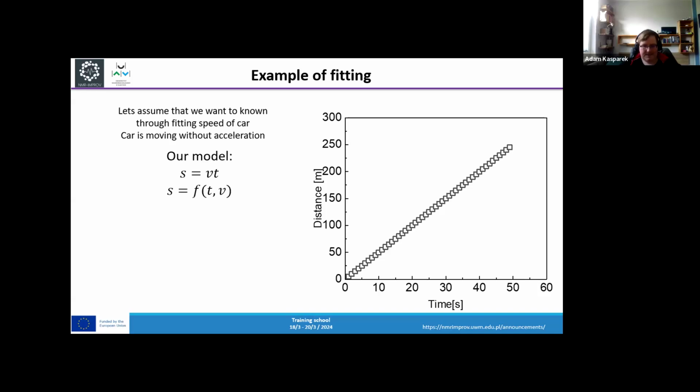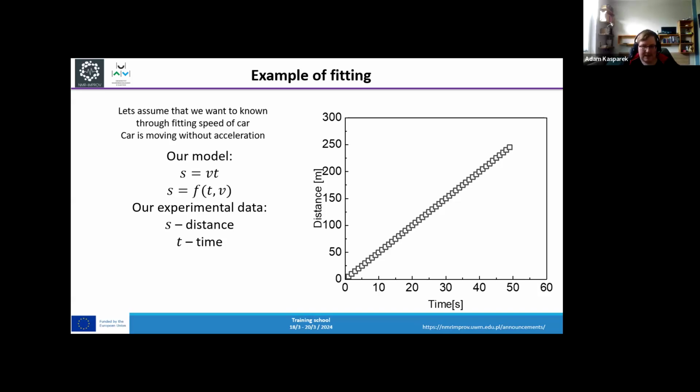Obviously, as we know from high school, the so-called model in this case is that distance is speed times time. This equation is our function which we will be fitting. In this case, our experimental data S is distance, T is time.